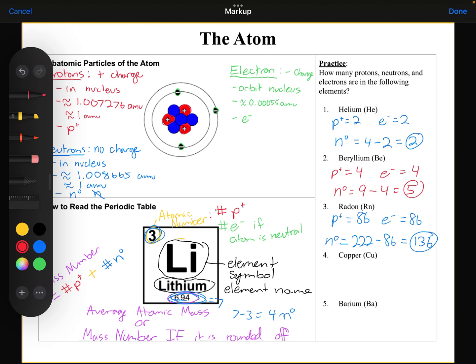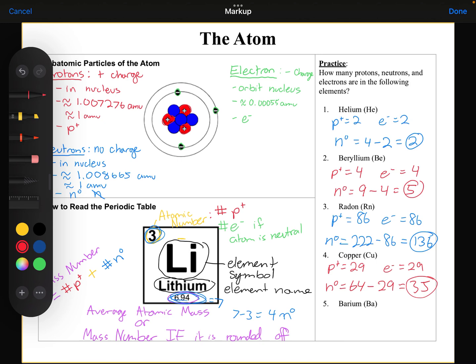Next down, we have our element copper, number 29 on the periodic table. So that tells me that copper has 29 protons, and copper has 29 electrons in neutral state. The number on the bottom of copper's box is 64, roughly. So I'm going to make sure to, again, round that number off. The actual number is 63.55, but again, that's going to round off to 64. And I'm going to subtract out my 29 for my atomic number, and that is going to give me 35 neutrons overall.